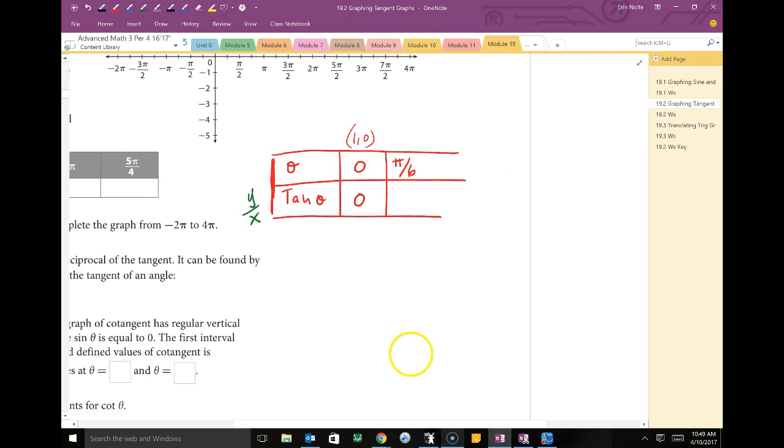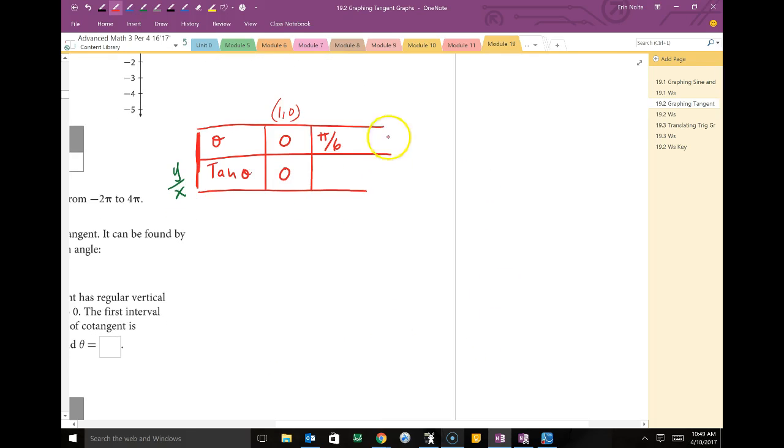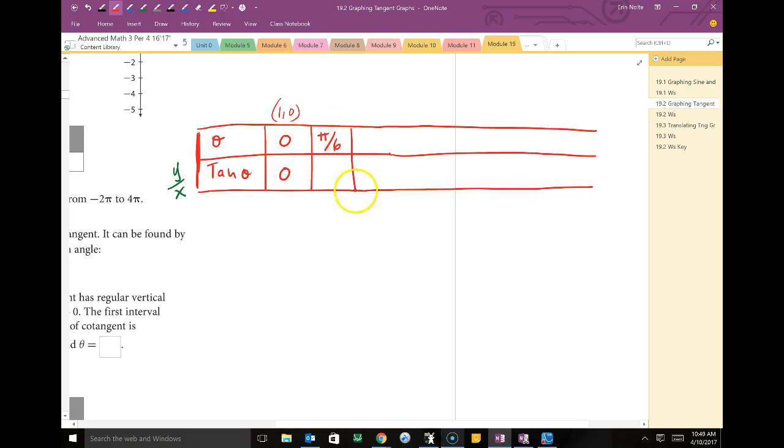Okay. So moving along at pi over 6, what's the ordered pair at pi over 6? The square root of 3 over 2 and 1/2. Okay, I need a calculator. Somebody calculate this for me. What is 1/2 divided by the square root of 3 over 2? .577. Perfect.